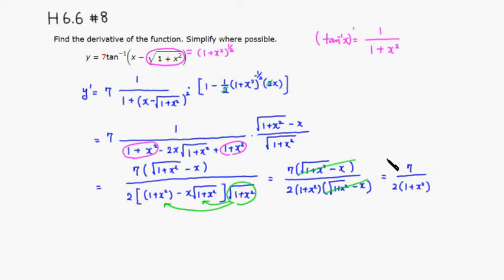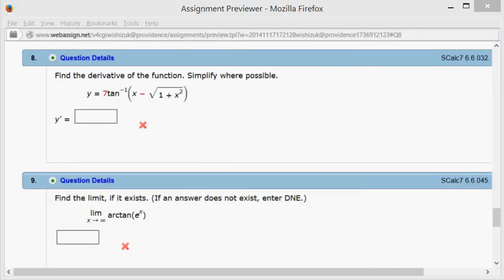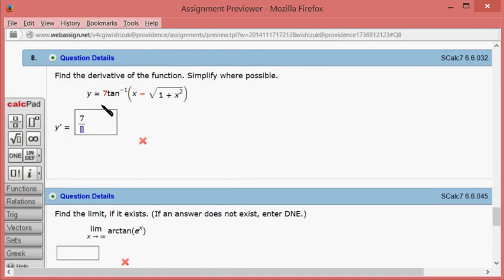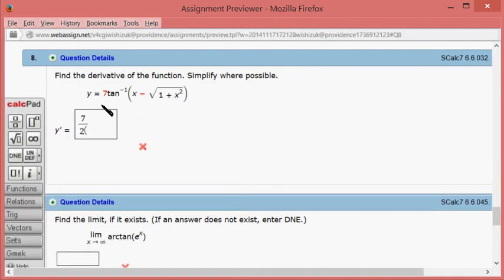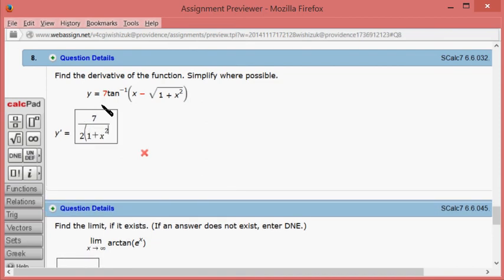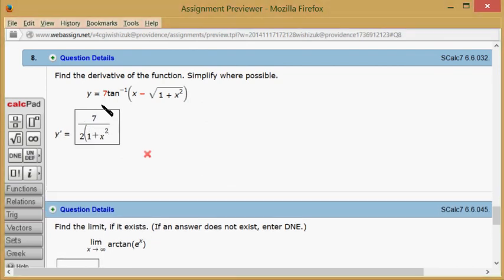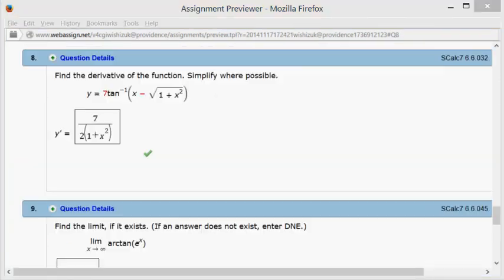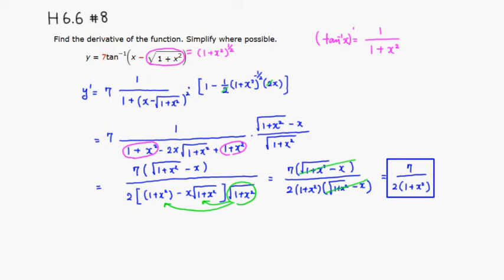So this is the derivative. Let's type it in. So this is 7 over 2 times 1 plus x squared. Let's submit for testing. It came back and looks like we got this one correctly. That's it. I hope that this was clear.